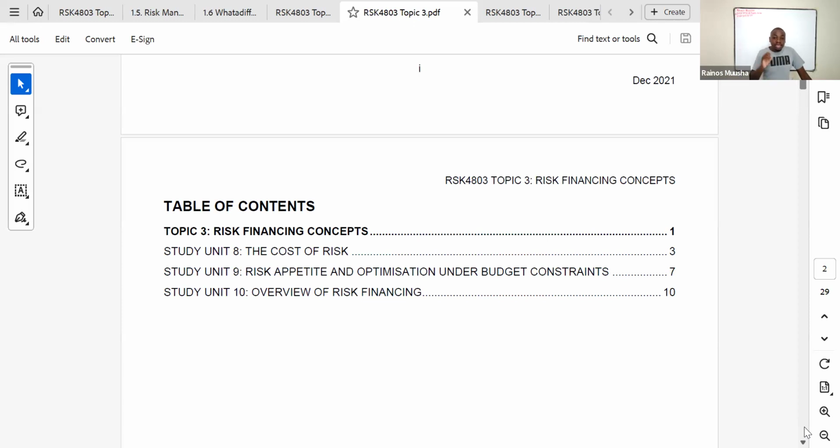So because of that, we are going to be looking at study unit 9 to say, how do we now analyze this relationship between risk and return? And remember, we also now link it to the cost. And remember, initially when it comes to financial management, we looked at it from a perspective of what? Cost and return.